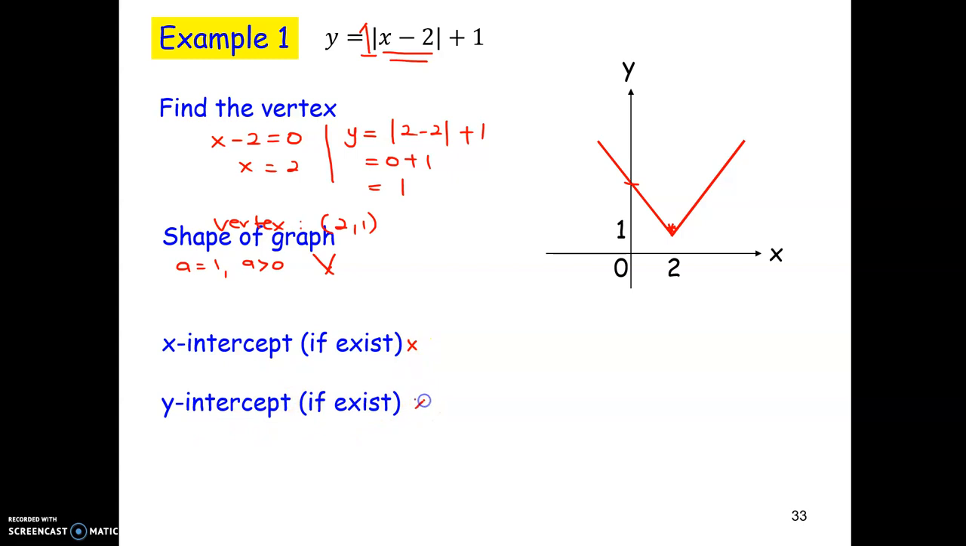So this is x equal to 0. So y is equal to the modulus of 0 minus 2, plus 1, which is simply 2 plus 1, and this is equal to 3. So this value is y equal to 3, and the graph is y equal to the modulus of x minus 2, plus 1. So this is the first example. Let's proceed with the second example.